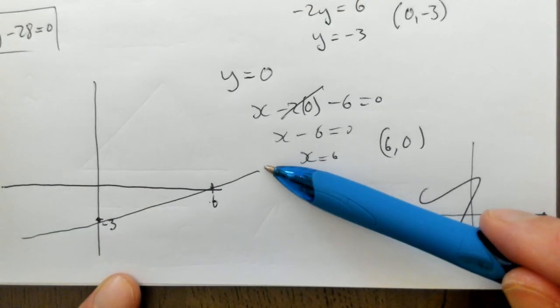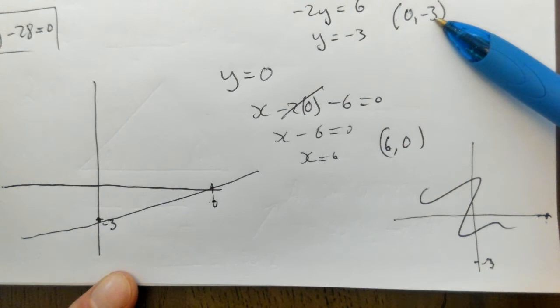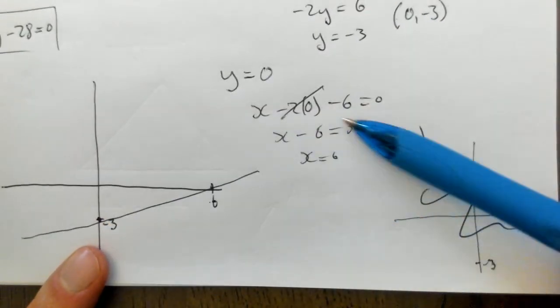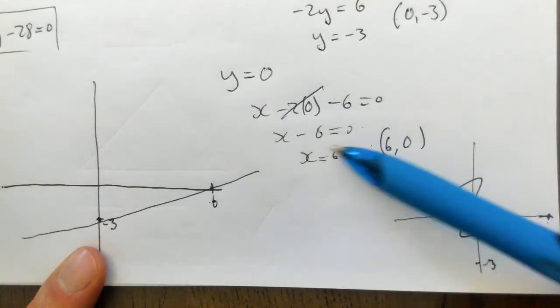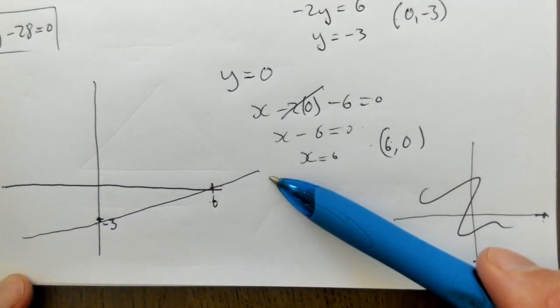Alright, so the video is focused now. So when x was 0, y was minus 3: (0, -3). When y was 0, x is 6. So we've got 2 points on the line, we can sketch the line.